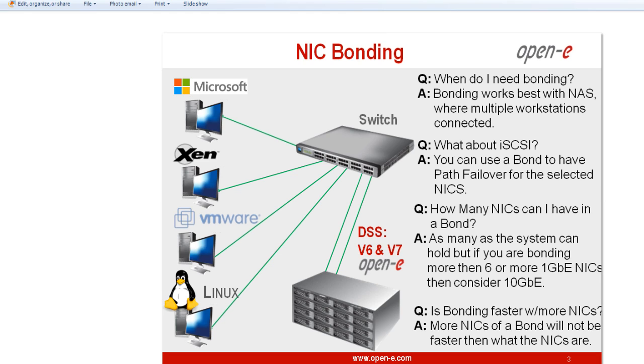So the question is, how many NICs can I have in a bond? Well, you can have as many as the system can handle. But if you are bonding more than 6, even 8, at that point you might want to consider a 10 gig. I probably forgot to say 6 or more 1 gig NICs. Pretty soon you're not only consuming more ports on your motherboard, but if you think about it, it's just as cheap to go with one 10 gig. And of course, the dual ports are very inexpensive now from Intel. I've seen some of them out there on the internet for under $400, around $300, that you can purchase for copper or fiber optic cable connections.